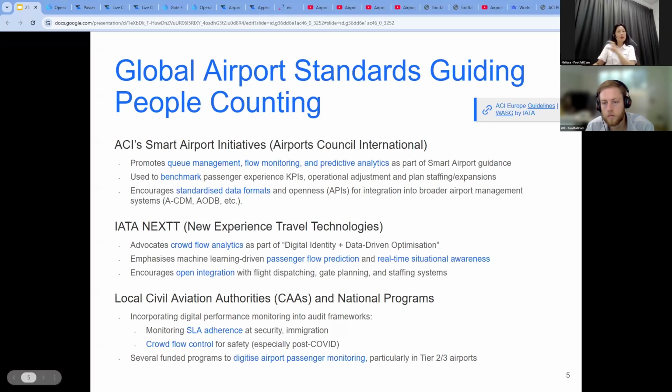So in short, the direction is clear. Global aviation bodies are setting the foundation for a data-driven, standards-compliant transformation. And what we're offering aligns tightly with that vision, helping airports meet today's challenges with a scalable and future-proof approach.